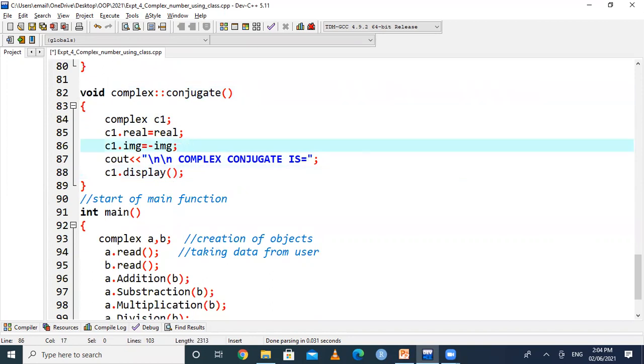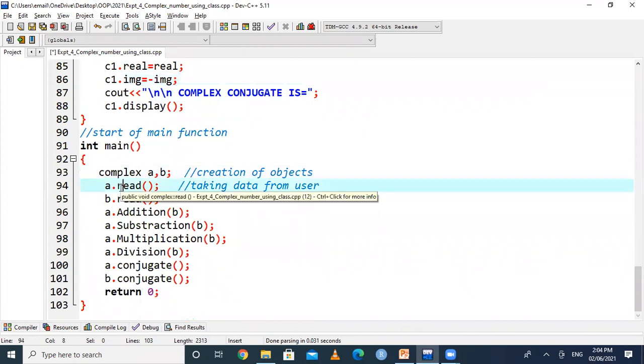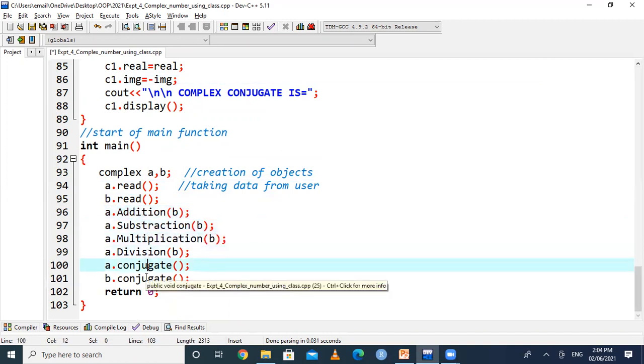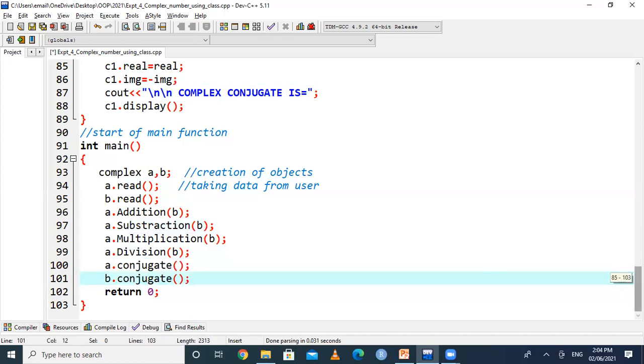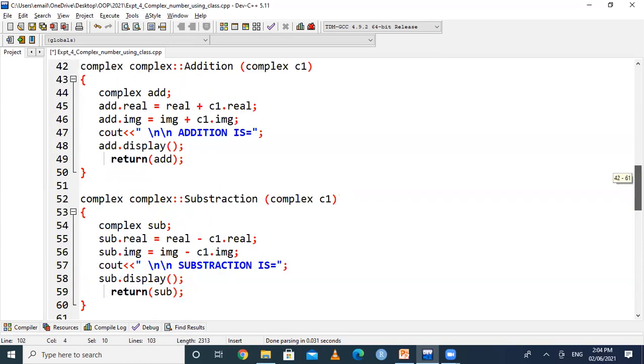And now after writing the definitions of all these functions, we have to go for the main function. Inside the main function, we are creating objects a and b. First we have to read a and b, and then I have to call the addition, subtraction, multiplication, division, as well as conjugate functions for a and b. And now the return type is integer here. In C++, the main function has a return type of integer. So this program ends with a return zero statement. In this way, we are writing this program.